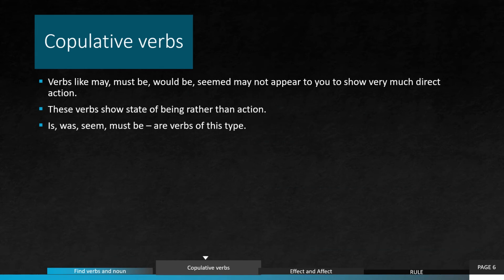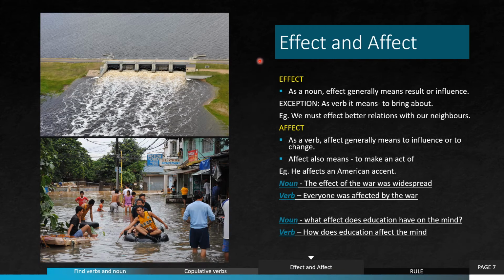Now let's see what are copulative verbs. Copulative verbs are the verbs which do not appear to show direct action, but they show a state of being, like may, must be, seems, is, was, were. These are all types of copulative verbs. Now as we have a basic understanding of what a verb is and what a noun is, let's discuss the meaning of effect and when we have to use it, and the meaning of affect and when we have to use it.